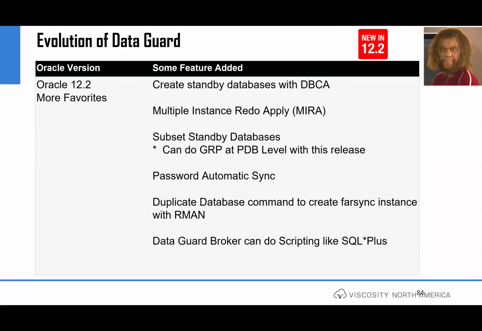My next slides are my top 10 failures of Data Guard. Part of 12.2: if you change the SYSDBA password, guess what? If you forget to propagate that, it will cause Data Guard to stop working. And so things like that. Now I can do a duplicate database for FarSync. And another one was Data Guard broker scripts. Just like you can do in SQL*Plus, a lot of the commands that you would do with SQL*Plus for scripting, now you can do in Data Guard 12.2.